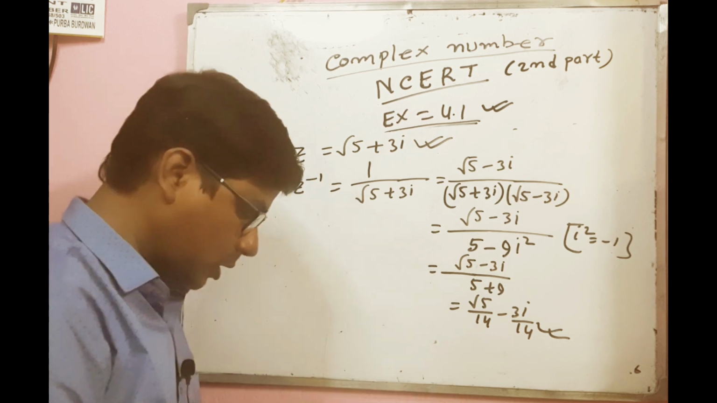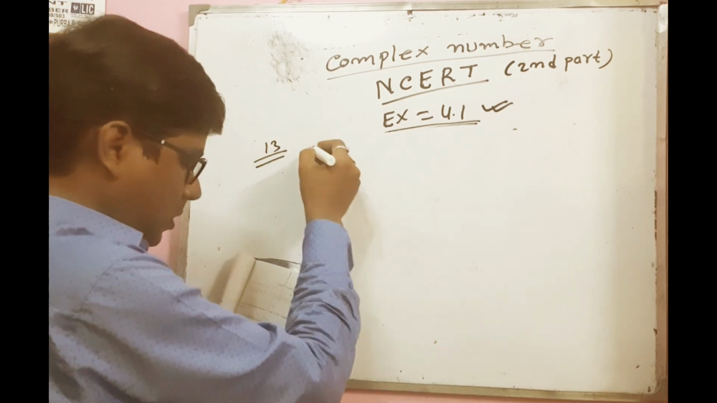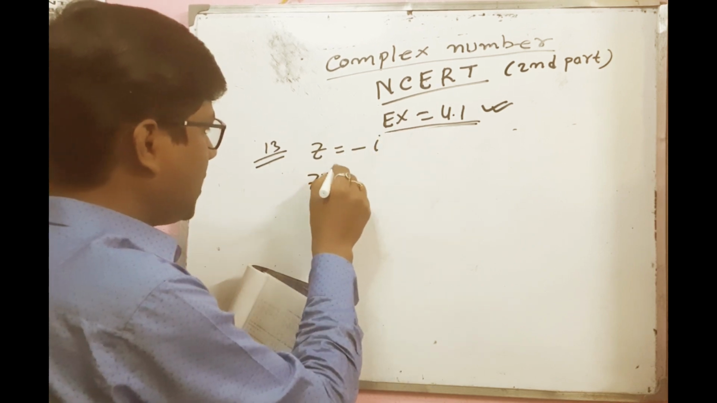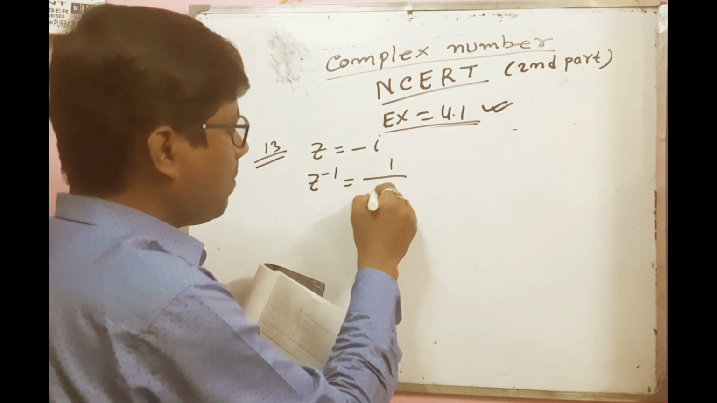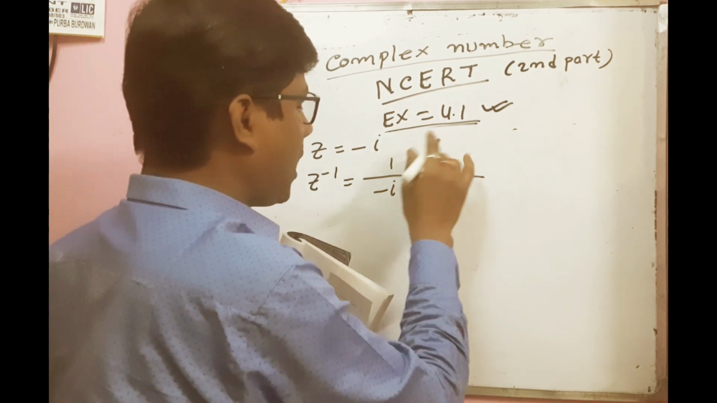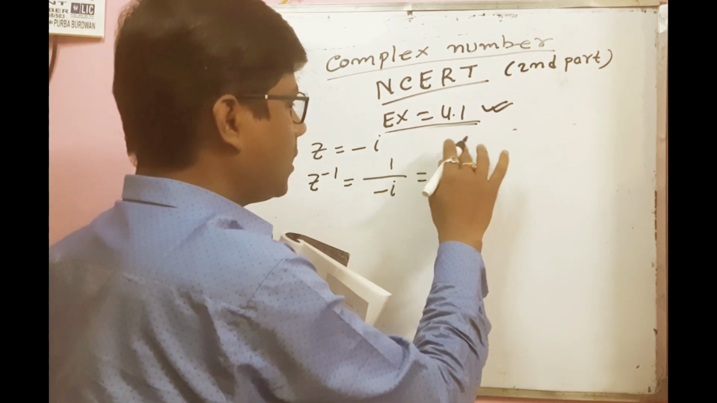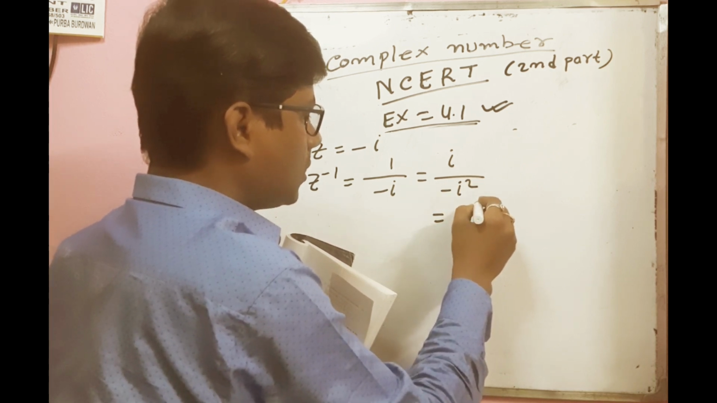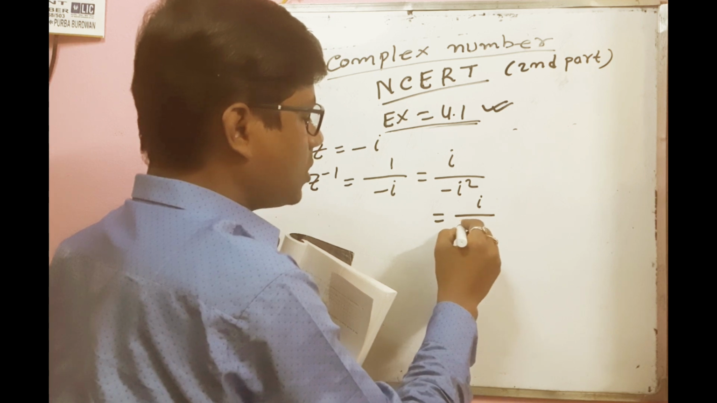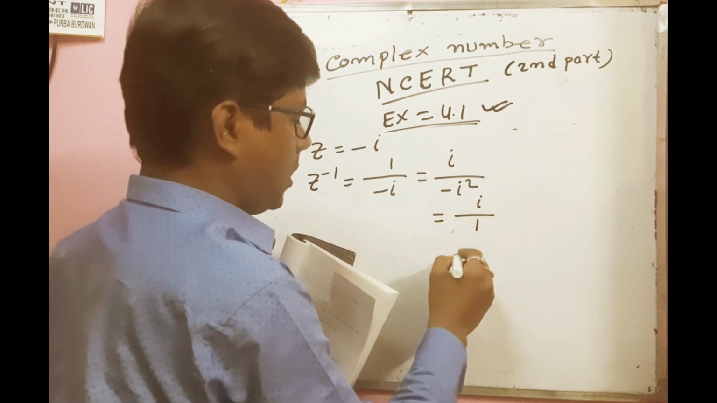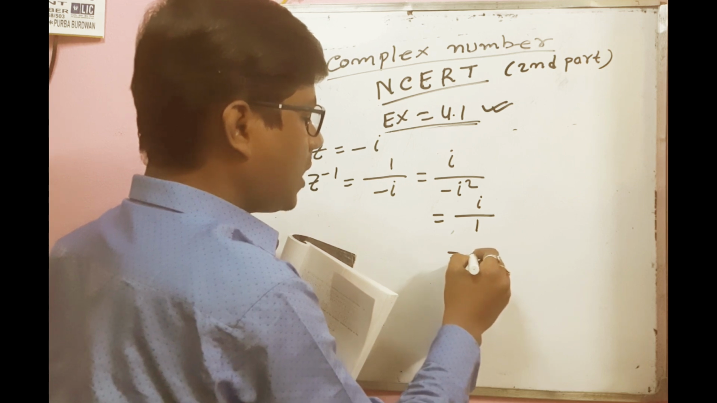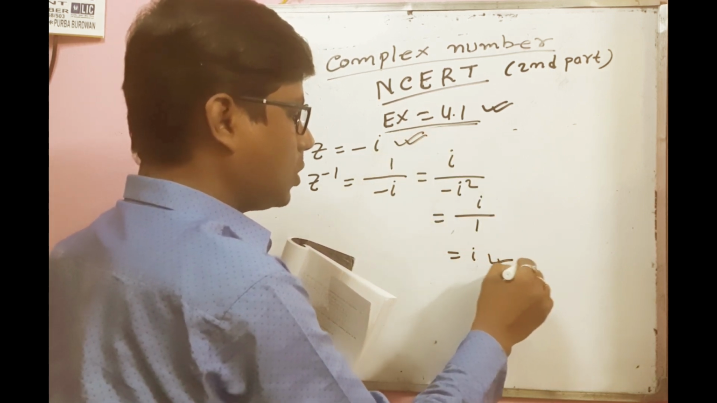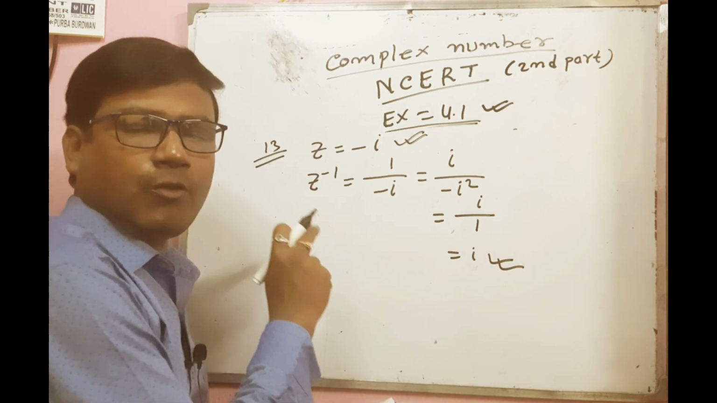Now we move to the next part. Now 13: z is equal to minus i. Then z inverse will be 1 by minus i. So multiplying with i, then we get, and this is the i, and we know that i square is equal to minus 1, then we get 1. So the multiplicative inverse of minus i will be this one. This is the completion of 13.